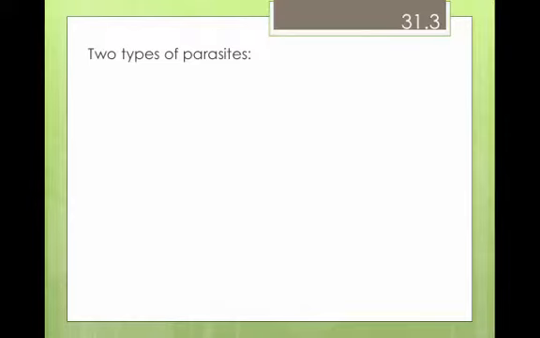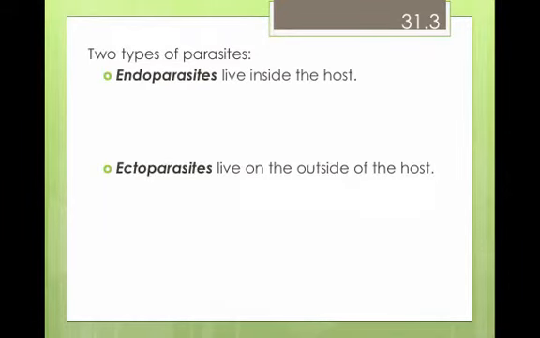So there are two types of parasites: endoparasites and ectoparasites. Endoparasites live inside the host, and ectoparasites live on the outside of the host. By now, I believe you have started to notice this little pattern of endo and ecto. Whenever you see endo, it's usually inside, and ecto is usually outside.